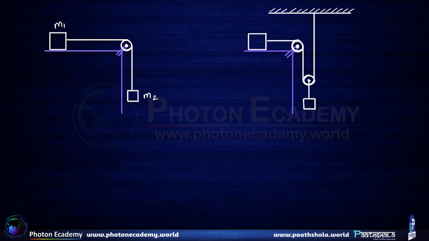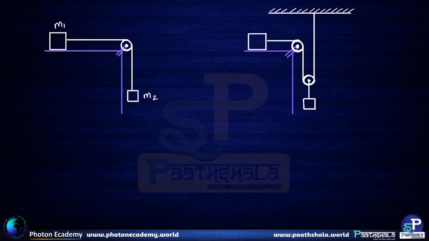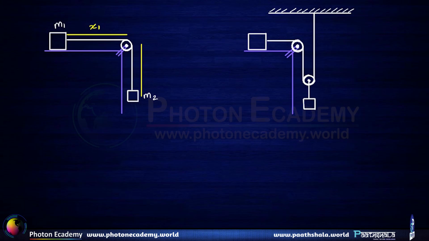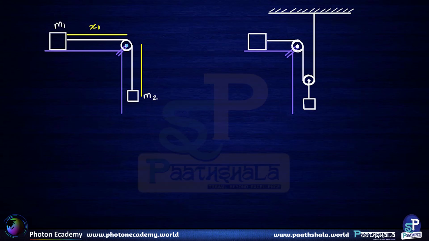So in this particular case, we can observe that the length of the string is constant. So basically this particular distance, let me call this distance as x1. This particular distance, so mind you, we are always trying to measure distances from a rigid support. So currently we are taking this point, that is the center of the axle of the pulley, to be the rigid support, the fixed support from which we are measuring the distances. So this particular distance happens to be x2.